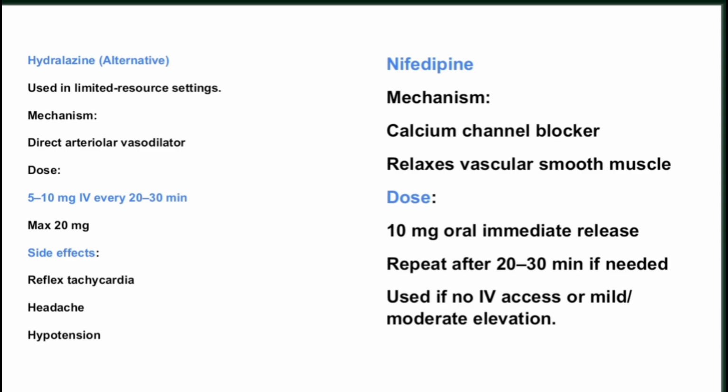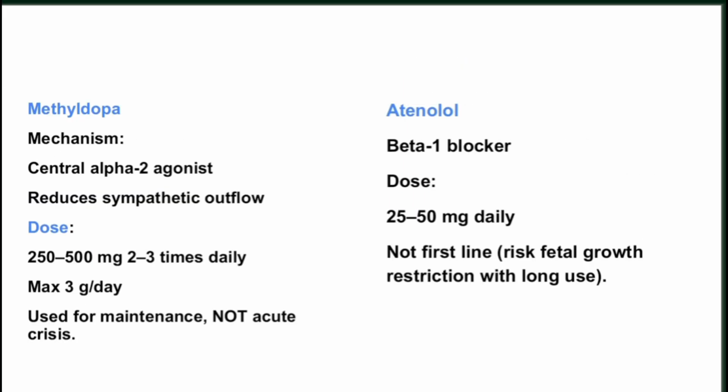nifedipine, which is a calcium channel blocker, which relaxes the vascular smooth muscles, and our dose for that is 10 milligrams orally, and we can increase the dose depending on our results of the BP. The other thing we can give is methyldopa. It's a centrally acting alpha 2 agonist, which reduces sympathetic outflow. So the dose is about 250 to 500 milligrams 2 to 3 times daily. So we give a maximum dose of 3 grams per day.